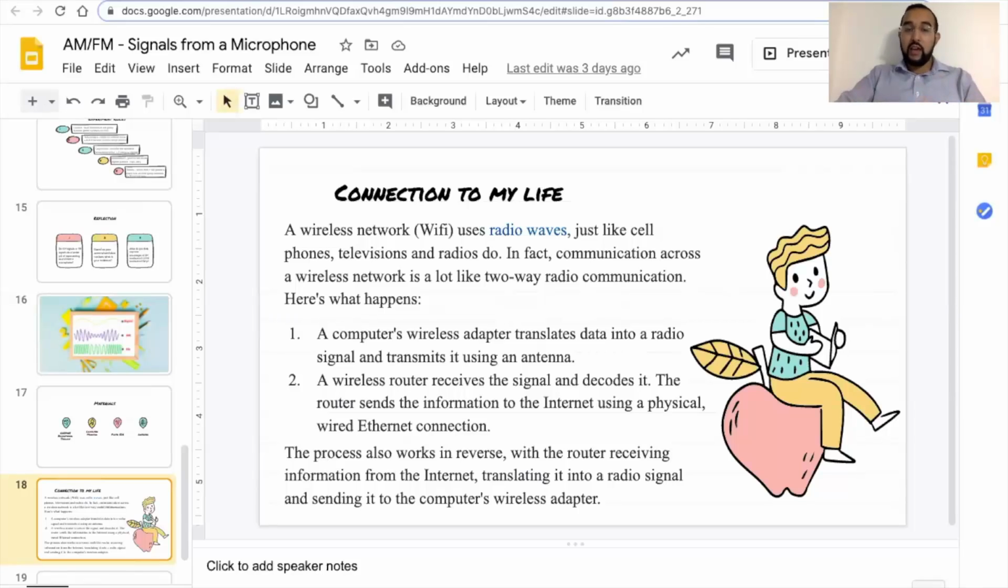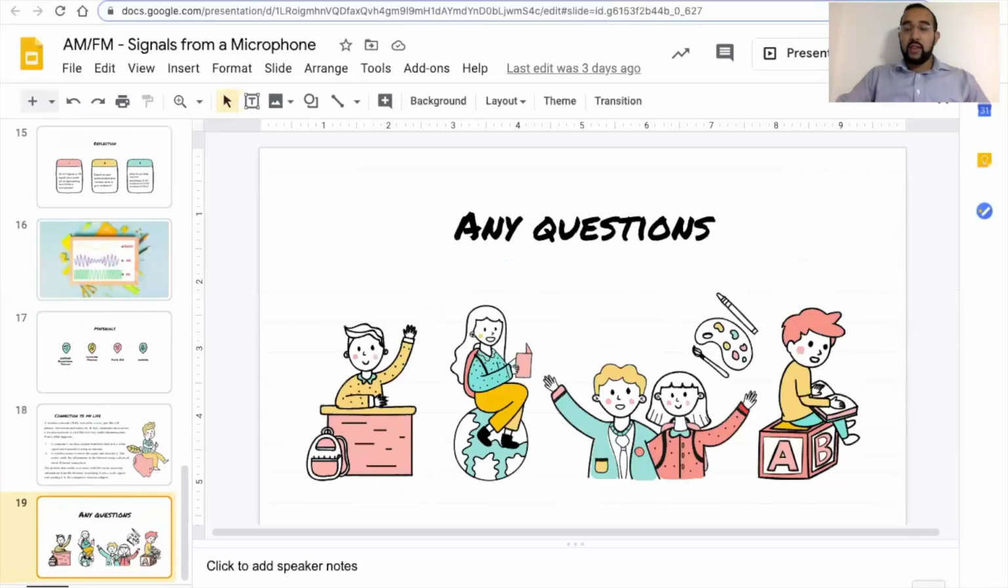You come back to this slide where it connects to their life, like why is it relevant to my life, and why are we still talking about radio waves? We're living in the era of 5G, but why are we still talking about radio waves? So you have a little class discussion about that, and then you answer any questions that the students might have.